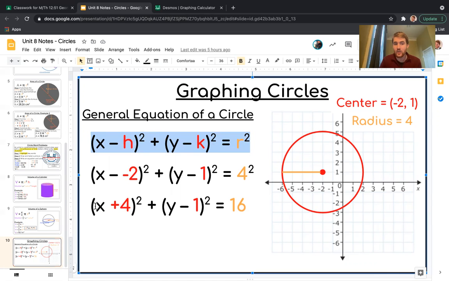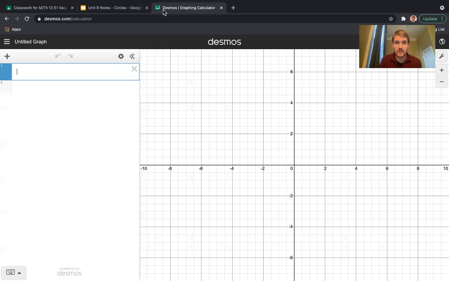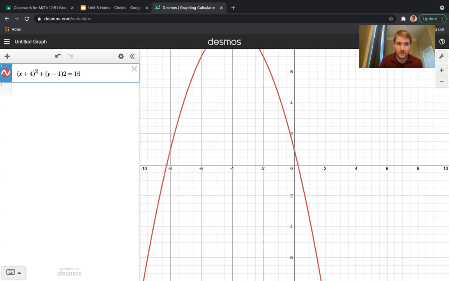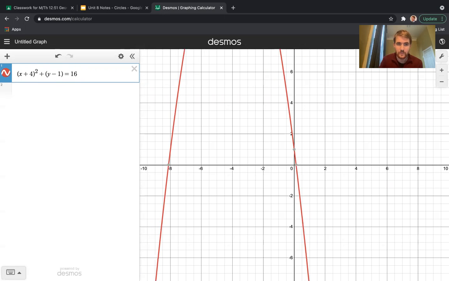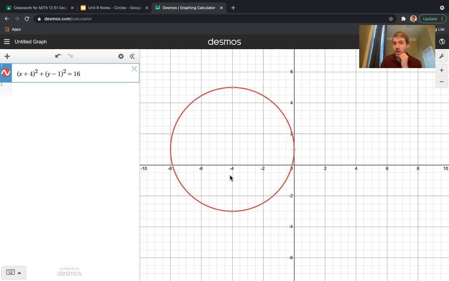And you can see we can take an equation like this. Let me actually just copy and paste this equation and use it in a graphing calculator. The only thing we got to do is make sure our exponents work. And it's going to show you a circle.